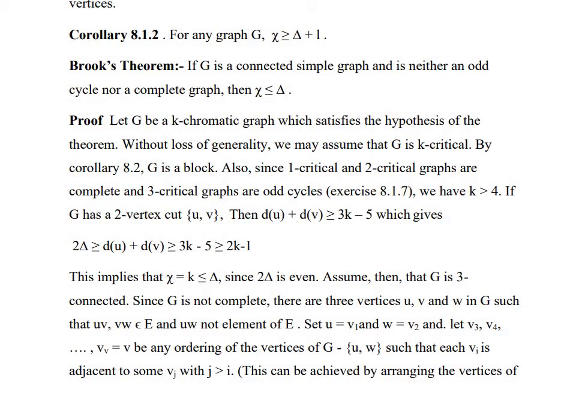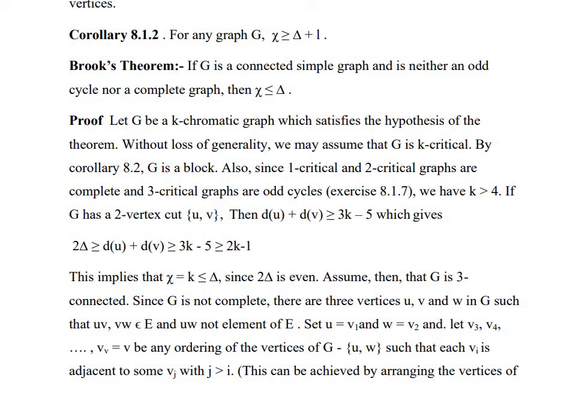Also, since 1-critical and 2-critical graphs are complete and 3-critical graphs are odd cycles, we have k greater than or equal to 4. If G has a 2-vertex cut set {u, v}, then degree of u plus degree of v is greater than or equal to 3k minus 5, which gives 2 delta greater than or equal to degree of u plus degree of v, greater than or equal to 3k minus 5, greater than or equal to 2k minus 1. This implies that chi equals k is less than or equal to delta.